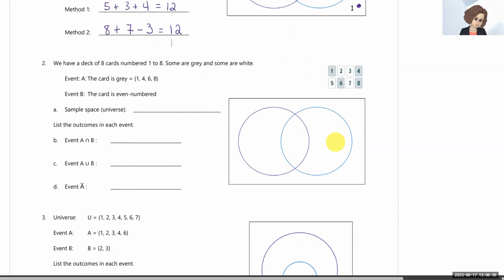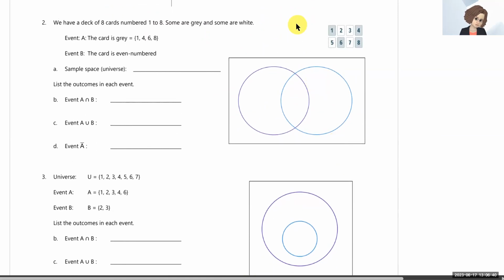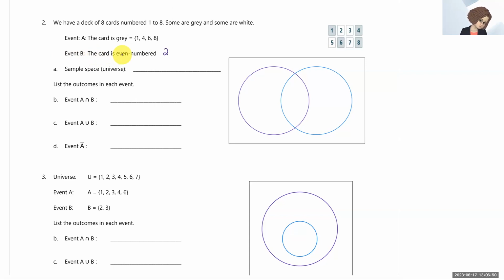Number 2, we have a deck of cards numbered 1 through 8. Some of them are gray, some of them are white. Event A will be that the card is gray, 1, 4, 6, 8. Event B will be the card is even numbered. So that would be 2, 4, 6, or 8.